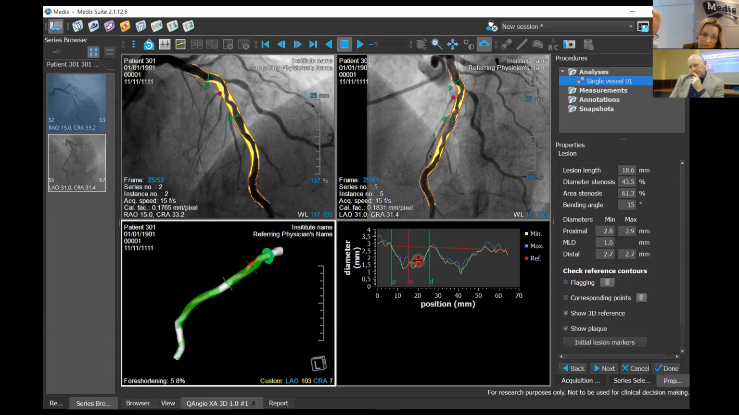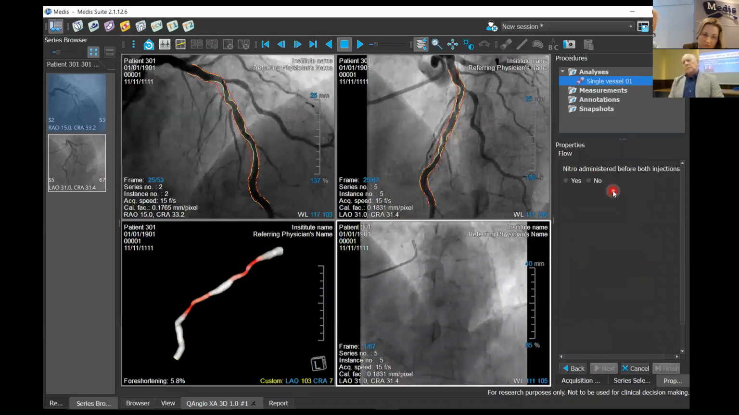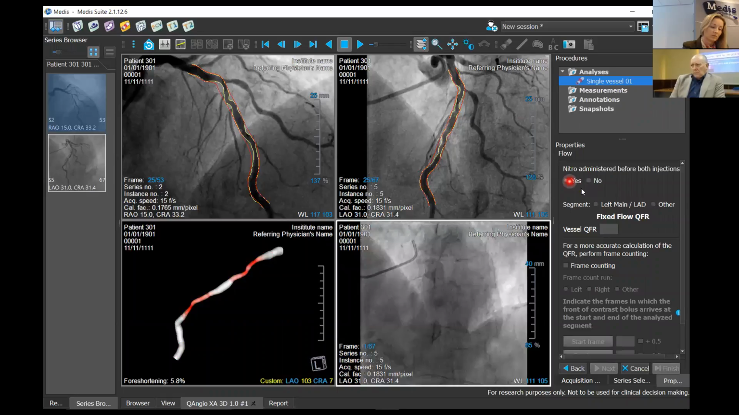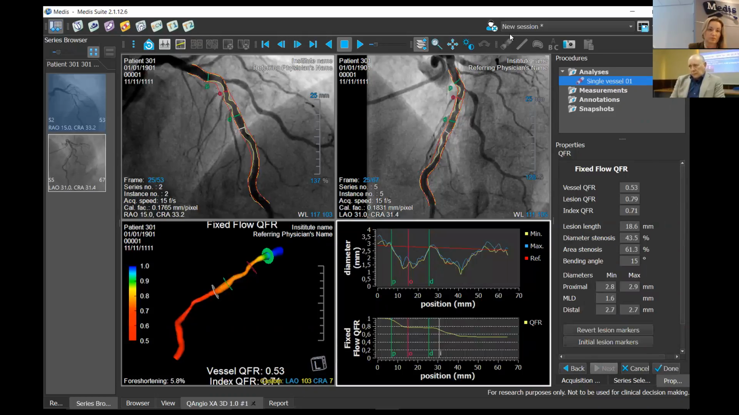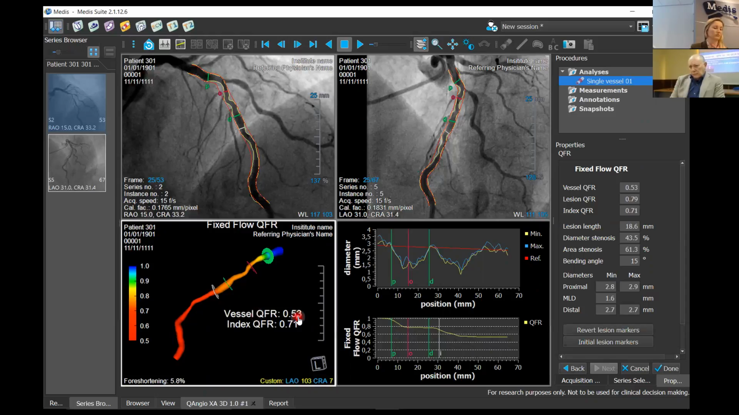Let's take a look at the QFR results. We have just to check the control buttons for nitrate administration and vessel indication. The algorithm is adapted to each specific vessel segment. What we gain immediately is the QFR of the most distal vessel point, that is 0.53 in this case. Let's take a look now at the results. So we have QFR of 0.53 in the most distal part of the vessel.